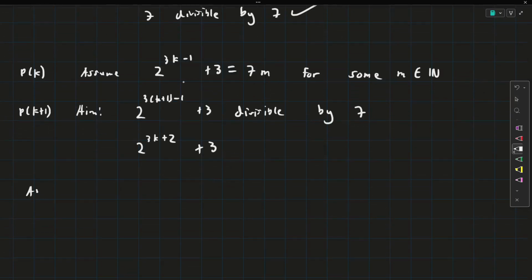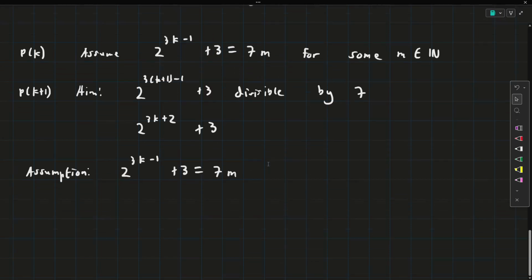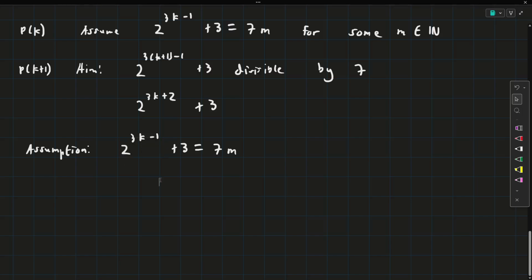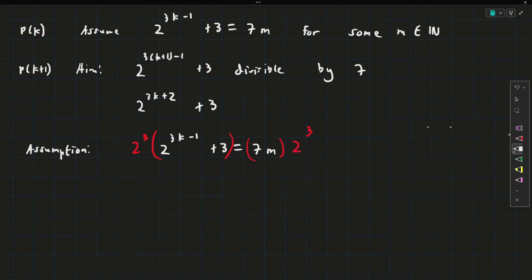So using our assumption, and I'll just write it down here for clarity. So here's our assumption. And what we can do is multiply both sides by 2 cubed. You'll see why I'm doing that in a second. If I multiply the left-hand side by 2 cubed, and the right-hand side by 2 cubed, then we add the powers here. So we'll get 2 to the power of 3k plus 2, because we add 3 to the power. And then this is 8. 8 times 3 is 24, so we'll have plus 24, equal to 7 multiplied by 8, which is 56, multiplied by m.